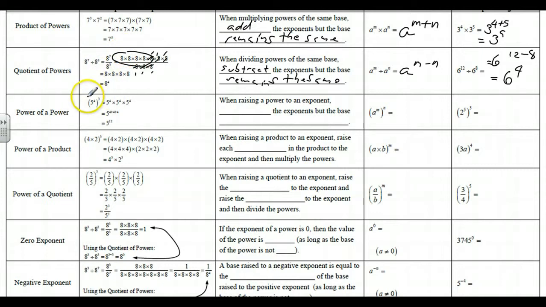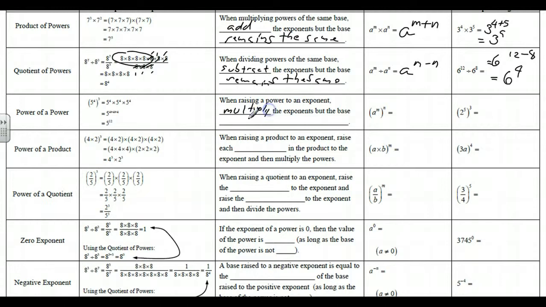Power of a power. So we take a power and raise it to an exponent. That's called power of a power. This means cubing 5 to the 4th. So it's 5 to the 4th times 5 to the 4th times 5 to the 4th. Using the product rule, which says when you're multiplying, you add the exponents, we get 4 plus 4 plus 4. There's 3 of these. What's the fast way to get a 12? It's 4 times 3.